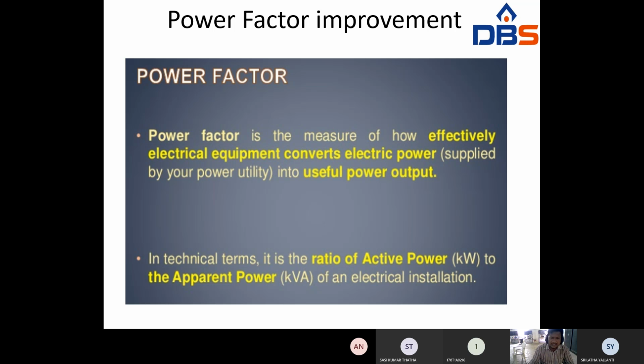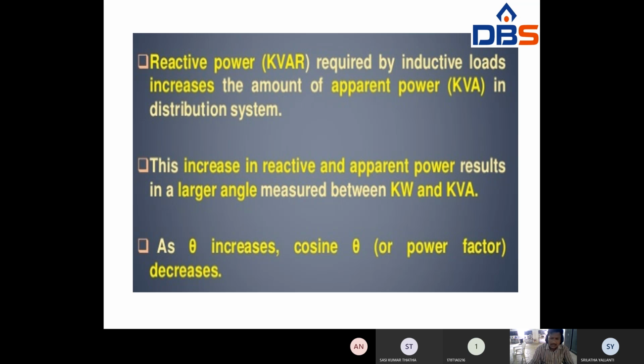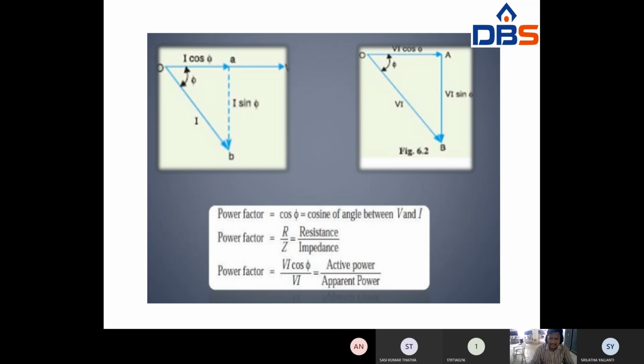Another definition also there. That definition all of you already know, as you studied it in electrical circuits, right? Figure 6.2 is the power triangle, drawn between active power, reactive power, and apparent power. But coming to the resistance or impedance triangle, suppose we have taken the impedance triangle. This is R, this is XL, and this is Z. So cos phi is nothing but R by Z, resistance by impedance, right?